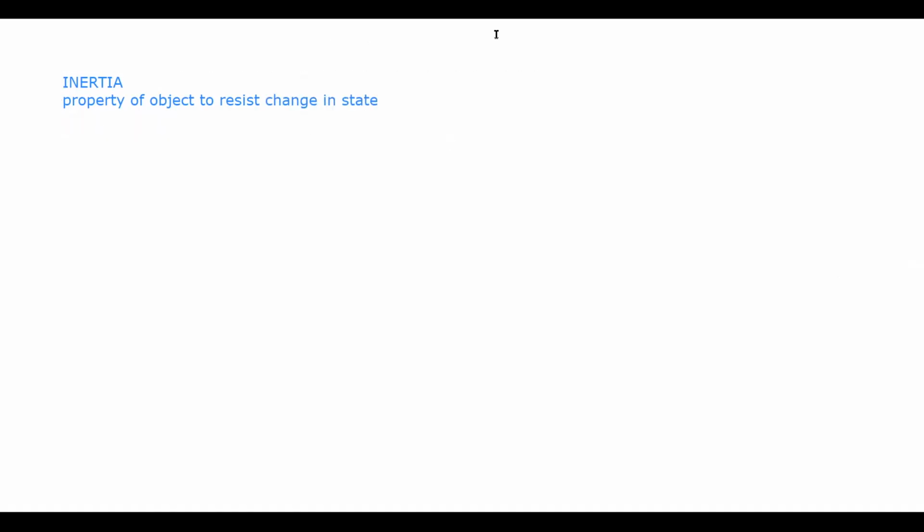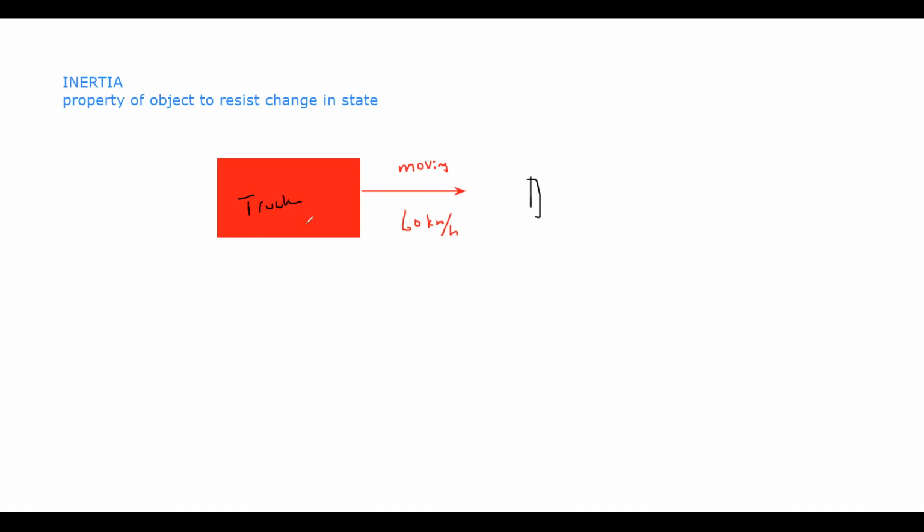Example, a truck is there and the truck is moving. Say the truck is moving with a speed of 60 kilometer per hour. And you want to stop this truck. So you stand in front of the truck and you try to stop it. Can you stop this truck when it is moving? No. You cannot stop this truck. So the truck is having some property which is not allowing you to stop it.